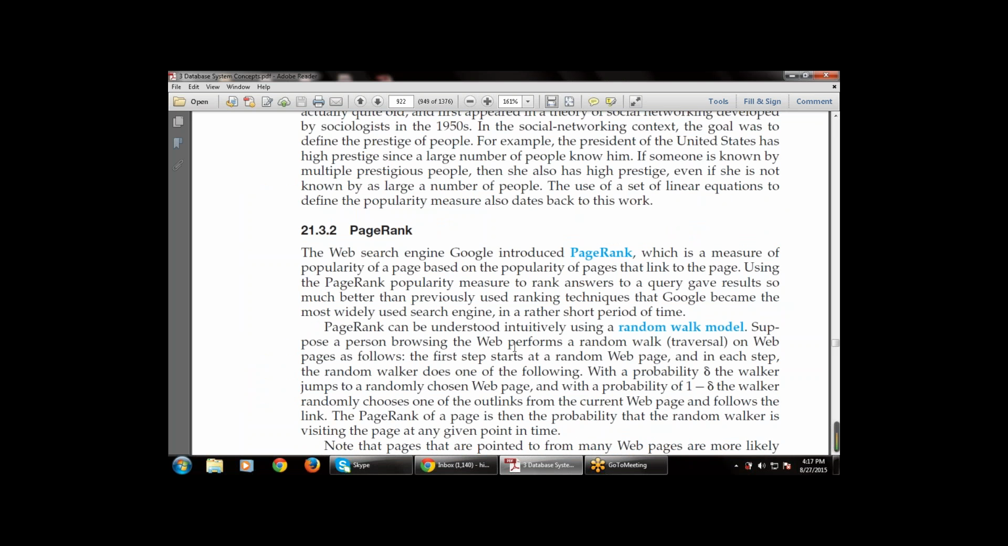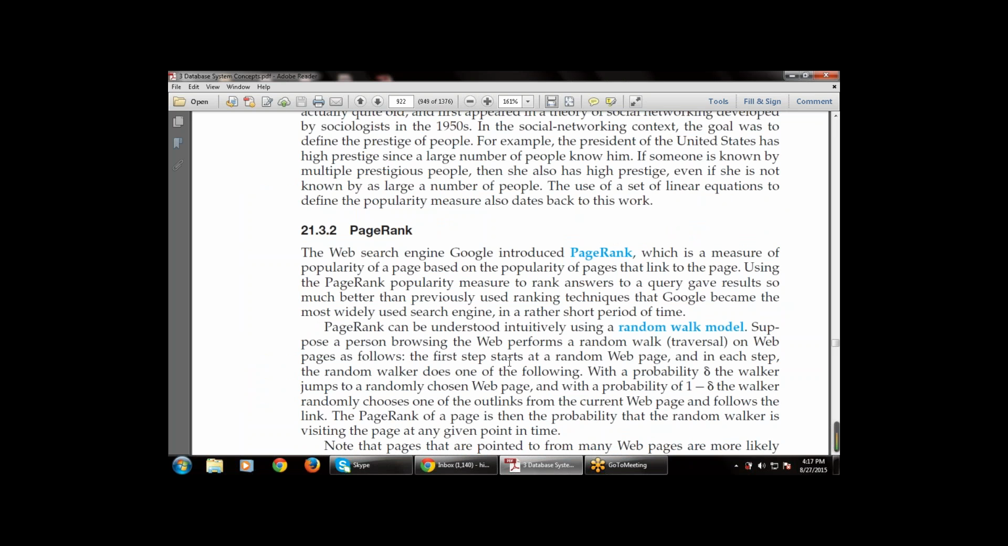There is also PageRank, which is a measure of the popularity of a page based on the popularity of the pages that link to it. Using the PageRank popularity measure to rank the answers to queries gives results much better than previously used ranking techniques, and that is how Google became the most widely used search engine in a short period of time.